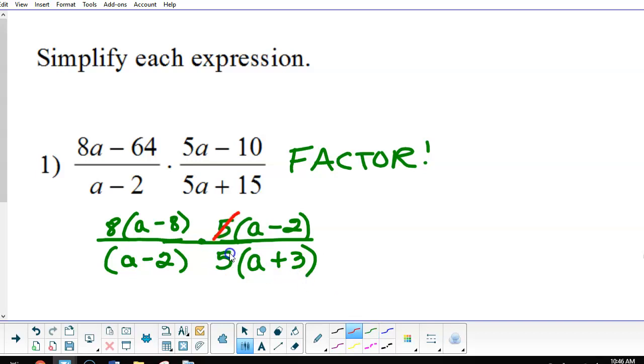I can divide a 5. Anything else? The entire factor a minus 2 divides out. Anything else? No. So our answer, and you can leave it in factored form.